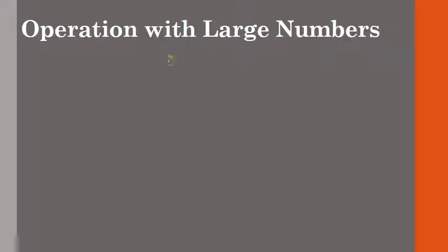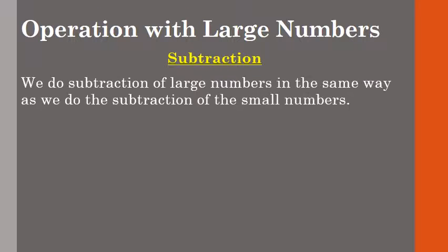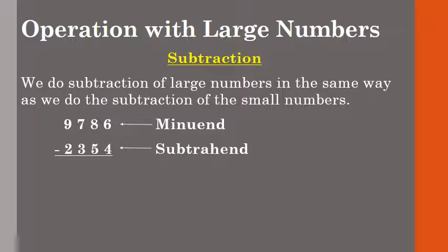Now children, let's come to the subtraction of the large numbers. We do subtraction of large numbers in the same way as we do the subtraction of the small numbers. For example, here 9786 is one number which we call the minuend, and from this number, which is the larger number, we are subtracting one smaller number, 2354, which is called the subtrahend.